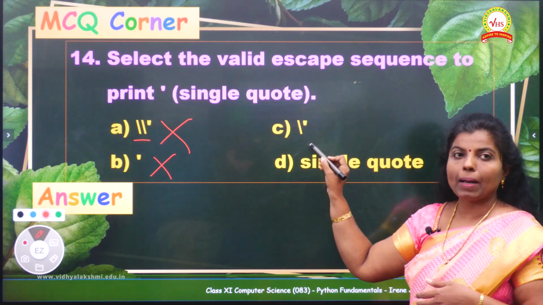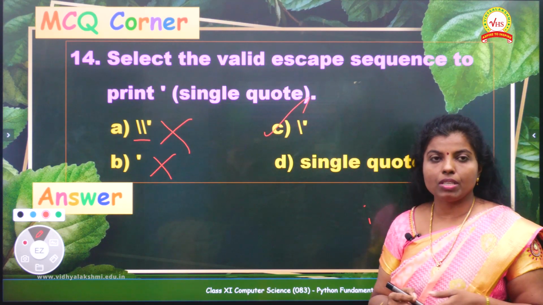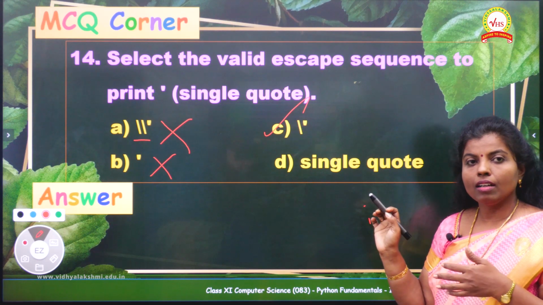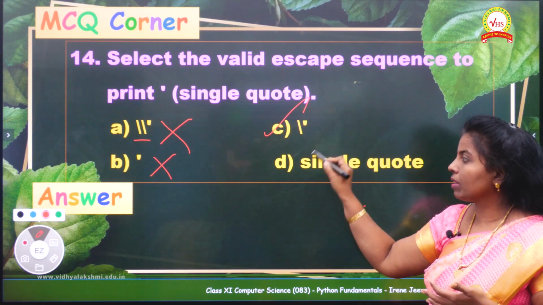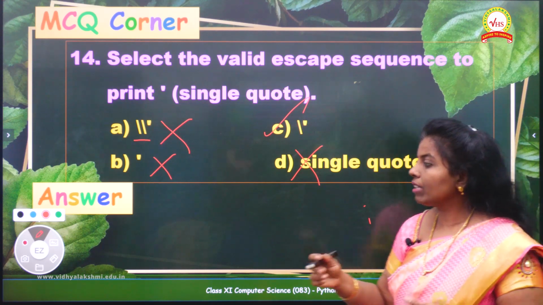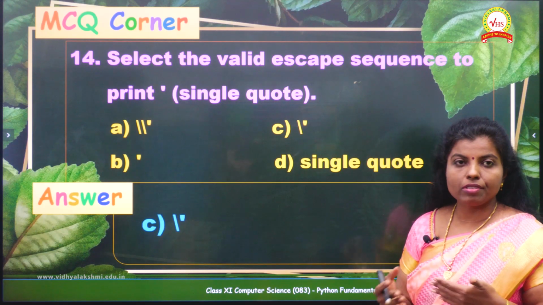And if you see here, backslash and single quote is given. This is the valid escape sequence to print the single quote. And here single quote is given as the letters. So this is not going to be the valid escape sequence to print the single quote. So our correct option is going to be option C, backslash and single quote.